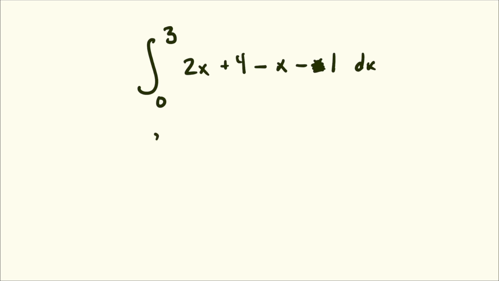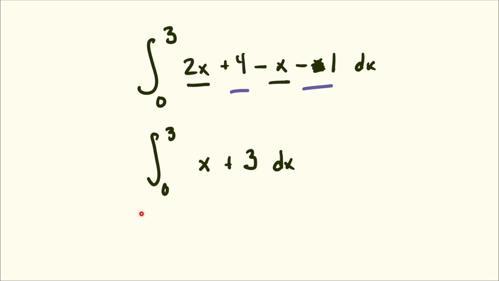And let's simplify that even further. This is 0 to 3. We have a 2x, a minus x, so this is going to give us a single x. And then we also have a 4 plus 4 and a minus 1. So that is going to give us plus 3 dx. Now this equation right here, as we look at it, is so much easier to solve. We know how to integrate x plus 3 over x.